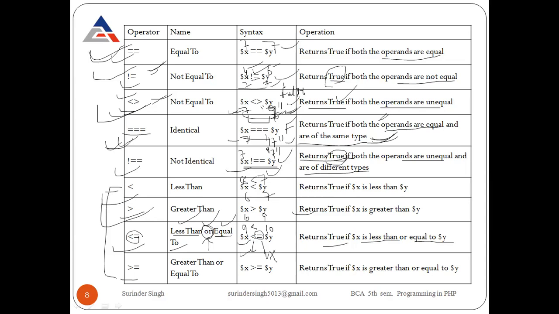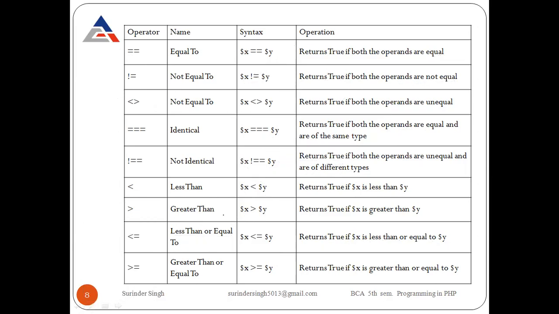Clear? And in the second case, suppose we have 10 here and also 10 in y. Now we are checking x, 10, is less than or equal to 10. The less than condition is false, but the equal condition is true. So it returns true. Clear?